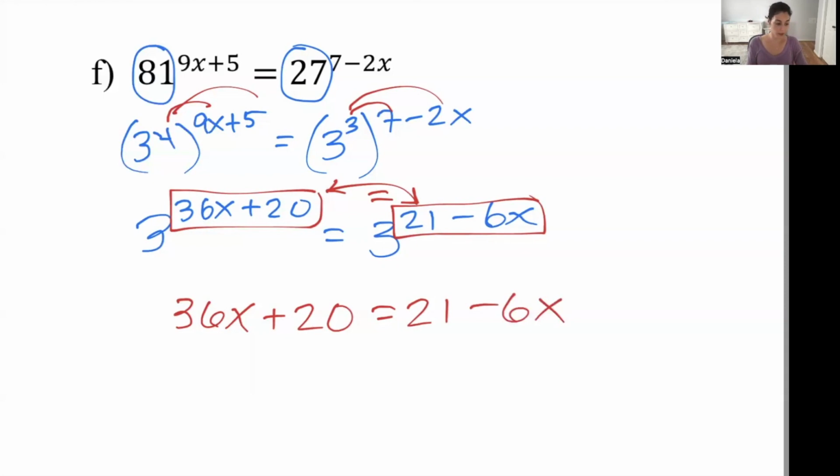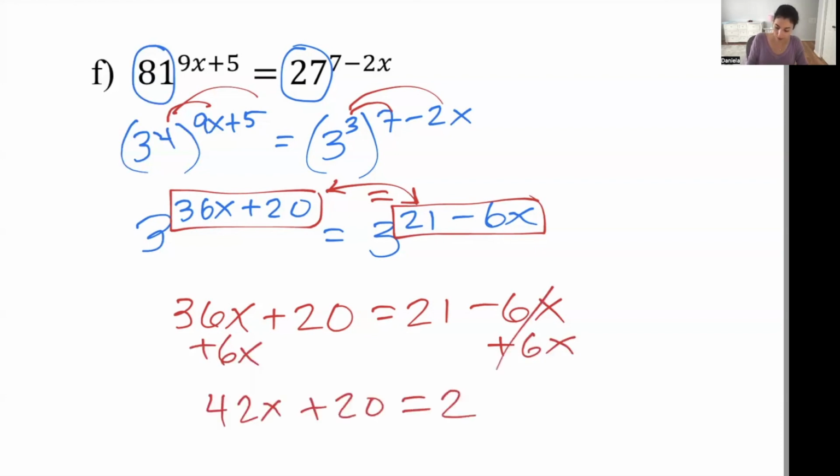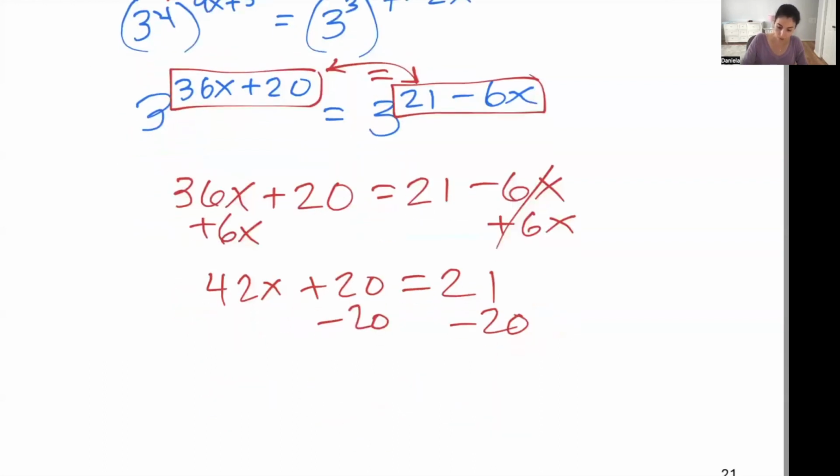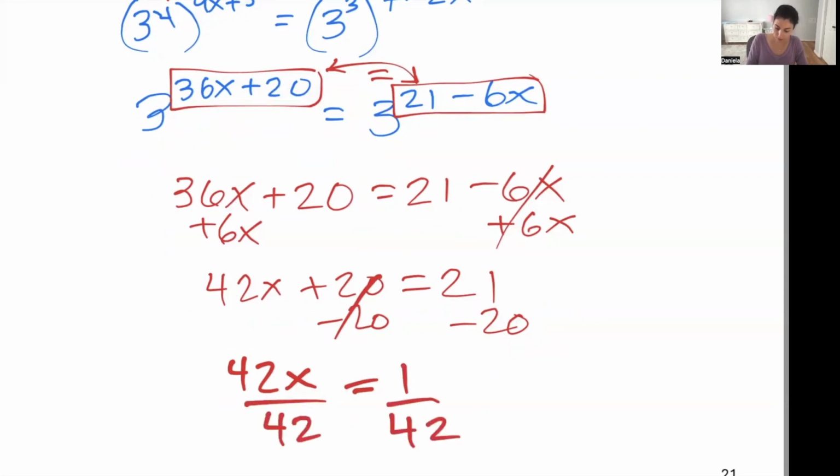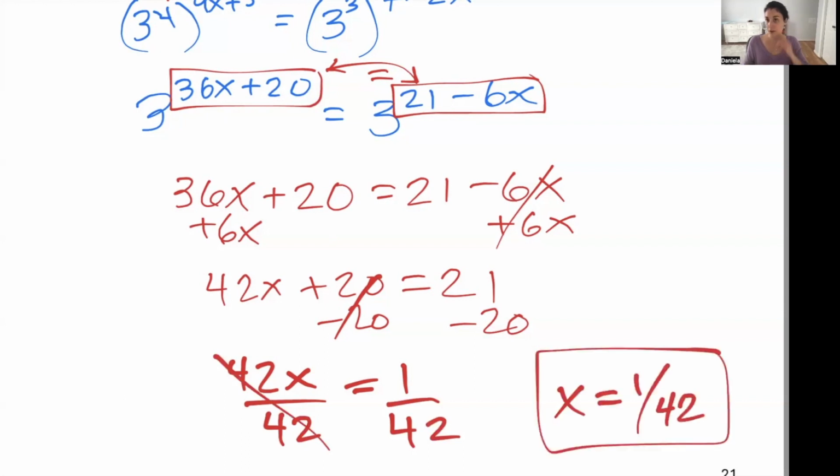So that just becomes a regular multi-step linear equation, right? It doesn't really matter what I do first. I can add 6x to both sides, and so then we get 42x plus 20. Then we can subtract 20 from both sides, and then we get 42x equals 1. And then finally, we can divide both sides by 42. So x is exactly 1 over 42, or if you want to round to the nearest tenth, whatever, you can do that.